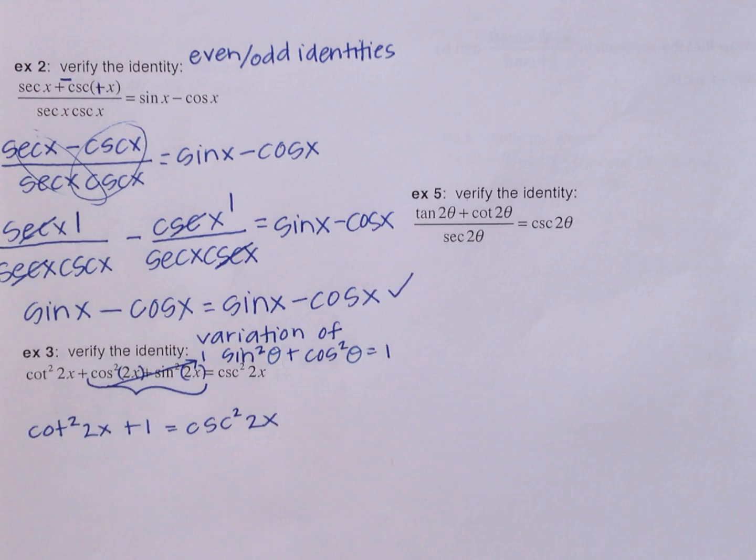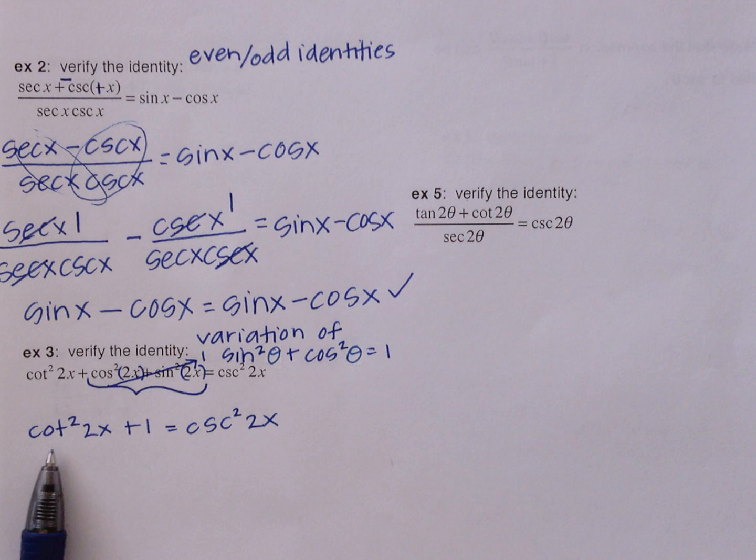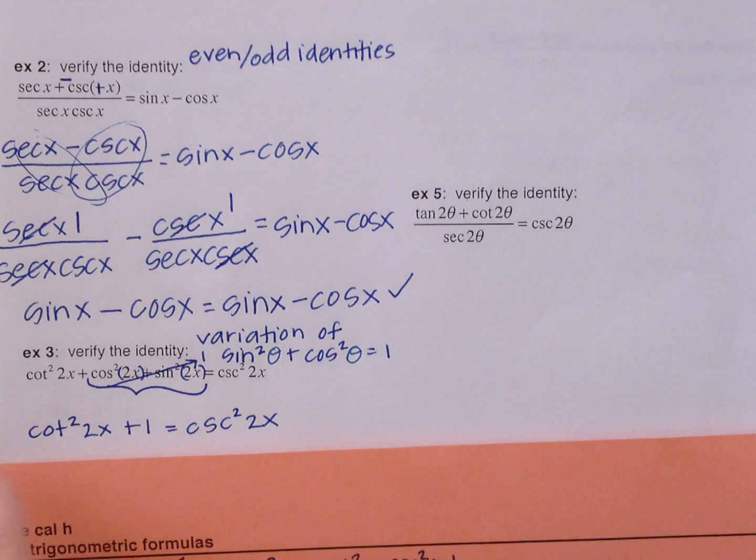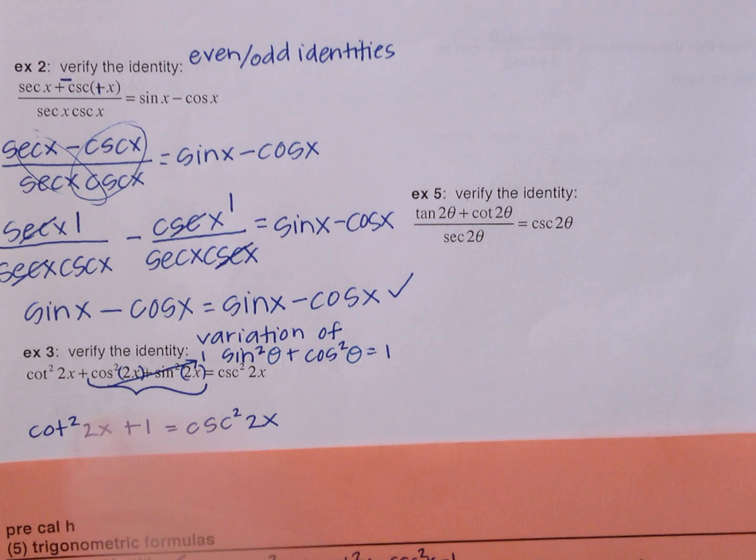Okay, so then you're like, okay, maybe I want to switch this to sines and cosines. But before we do that, we're remembering because it's squared, it's always a good idea to look at our Pythagorean identities. So this side involves cotangent squared 2x. So we go over here, and what do I notice?